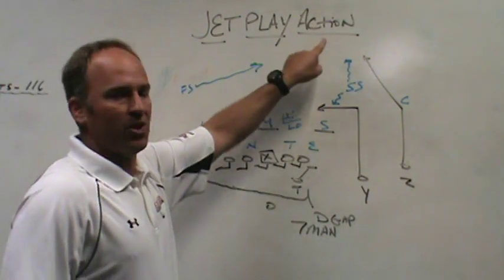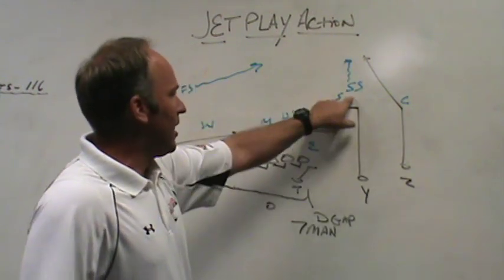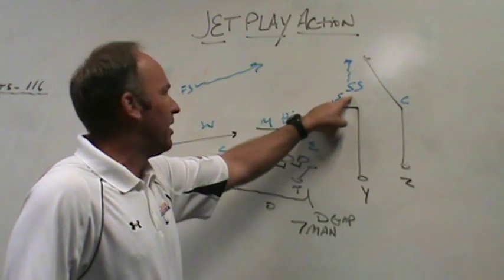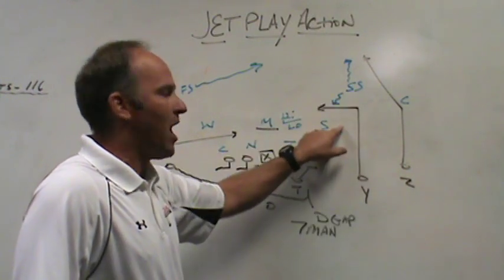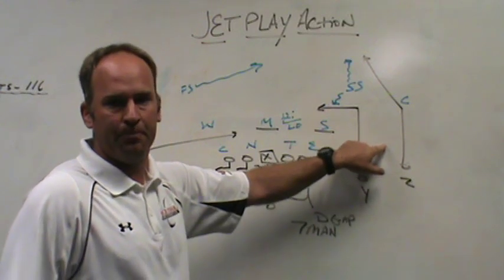Even if we don't complete this pass, if we show that we can go play action with the post over the top, that's got to affect the mindset of that safety a little bit. He's got to be sure that number 2 is blocking on a jet sweep before he can really fly down there, because he doesn't want to get beat over his head.